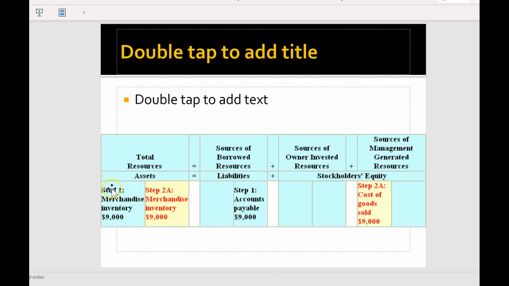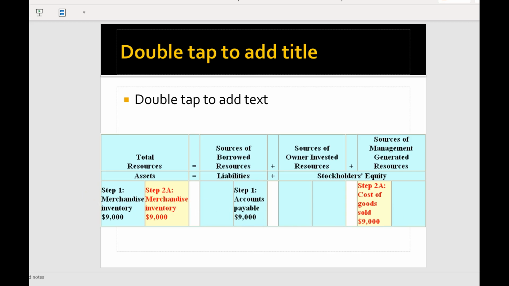If you see step 1 and step 2A, they basically cancel out. And on the other side of the equation, it is a decrease of stockholders' equity. Basically, it is an increase of cost. So we would debit cost of goods sold, recognizing the cost, and we will credit merchandise inventory, for the same amount, $9,000.